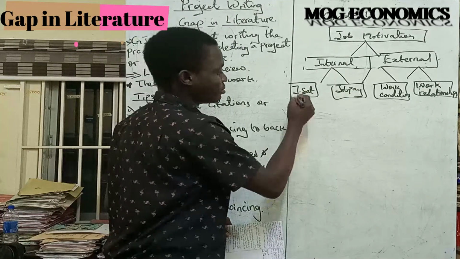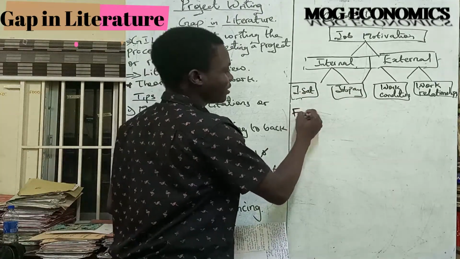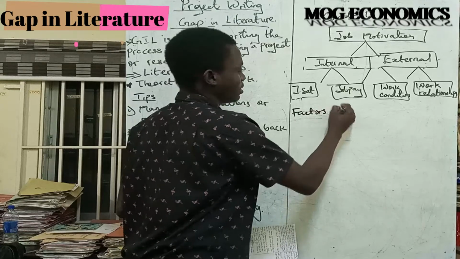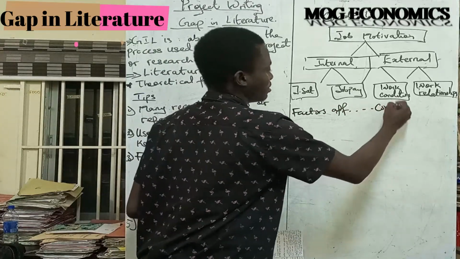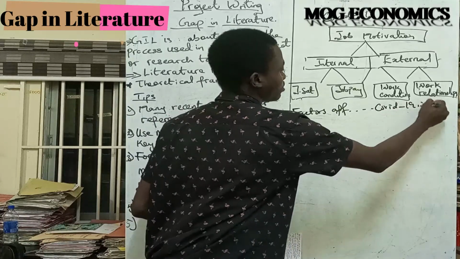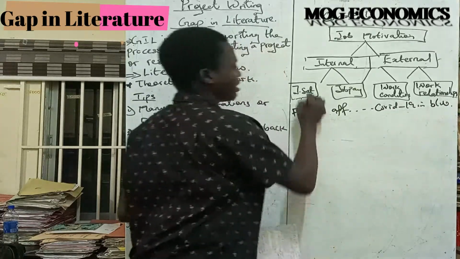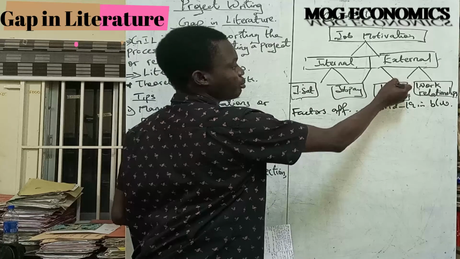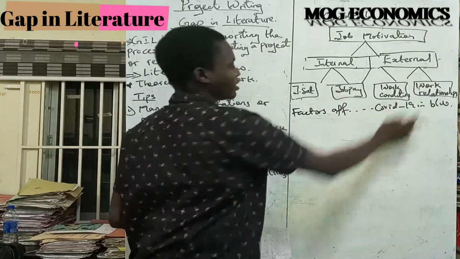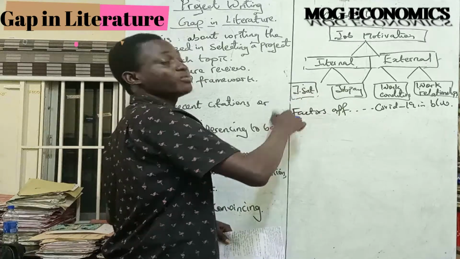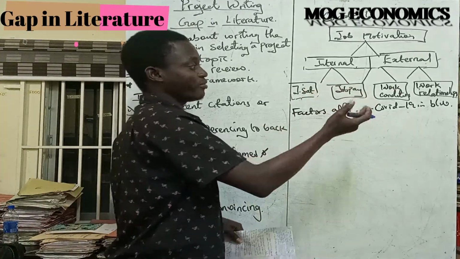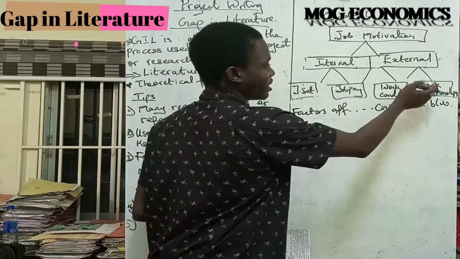So you then put a map: factors affected by COVID-19 in blue. So this might be in blue, this might be in blue, and this is in white, this is in white. That means COVID-19 affects job satisfaction of workers based on literature findings, and it affected work relationships.